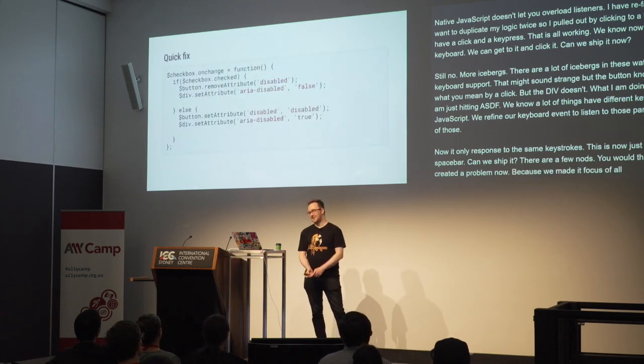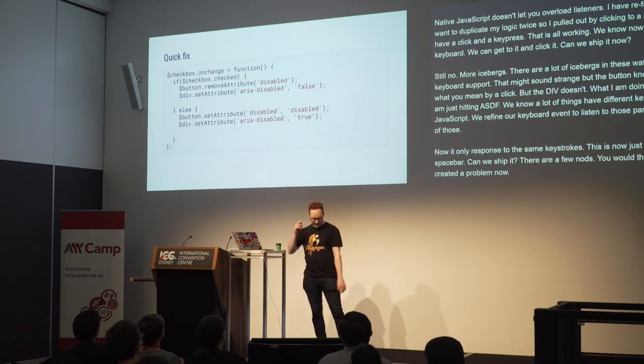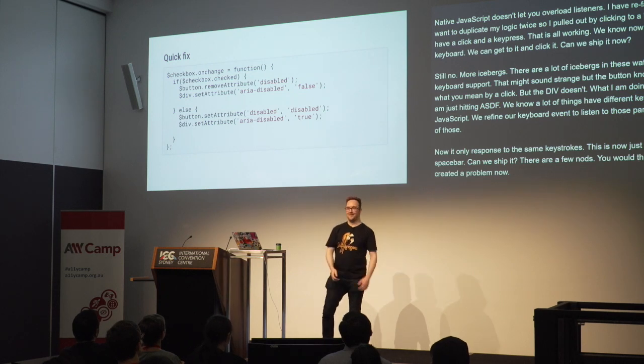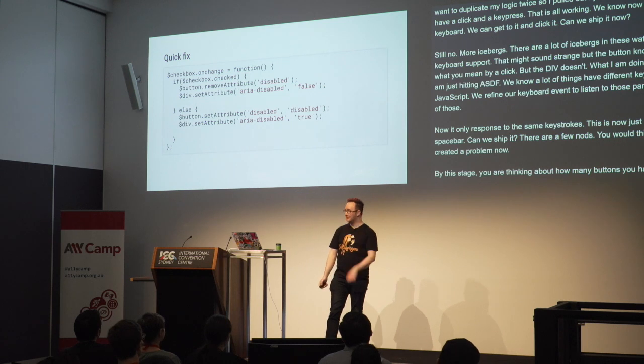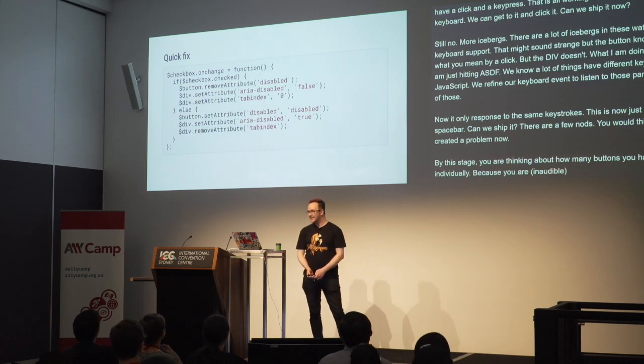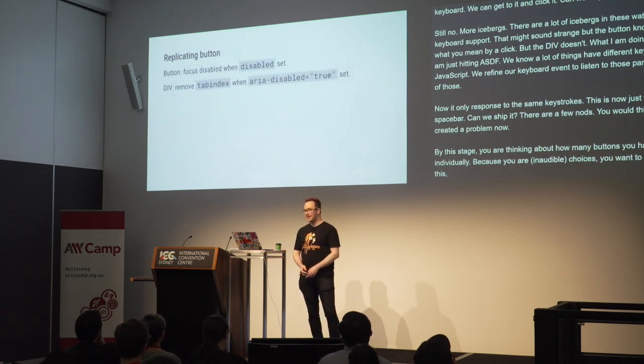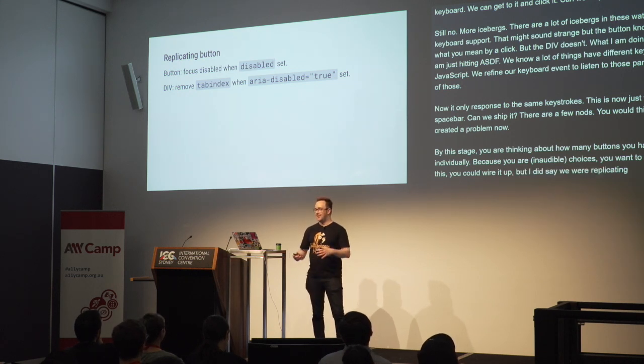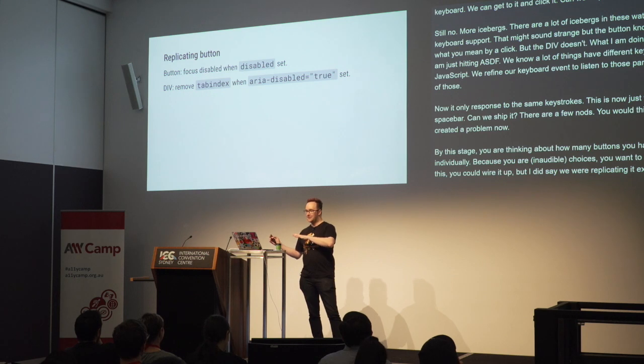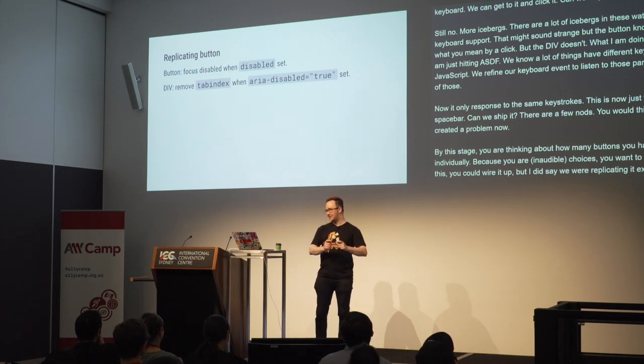Okay, the quick fix, the patch, is to just add to our ever-increasing function to add and remove tab index when that checkbox happens. But by this stage, you're thinking about how many buttons you have, and you have to do this individually. So because you're regretting your choices, you want to generalize it now. You could do this. You could wire it up, and the Clickertron would have worked with this, but I did say we were replicating button exactly. And so let's take that thought of buttons should not be focusable whenever they have this disabled attribute.